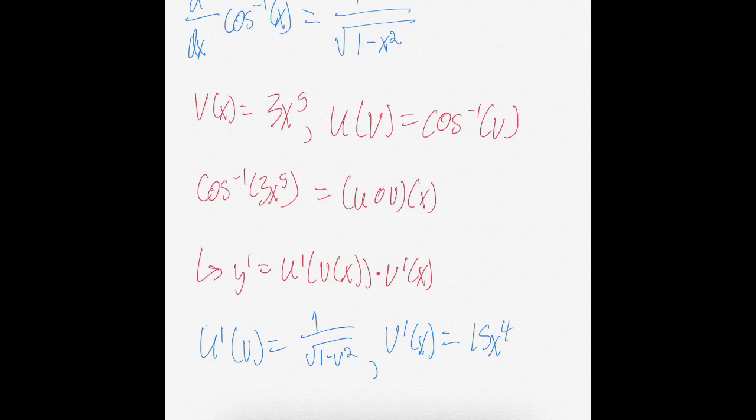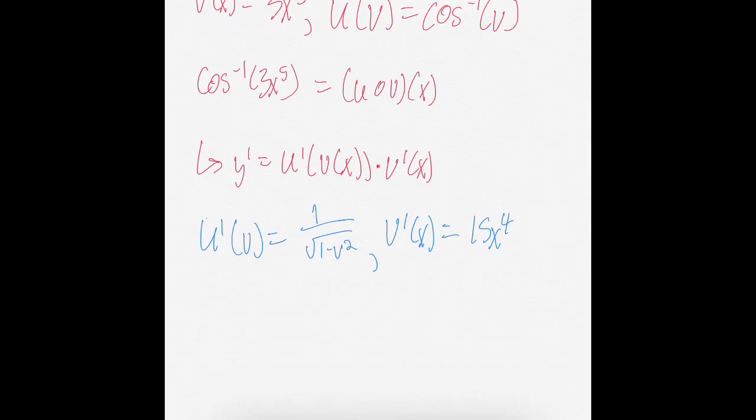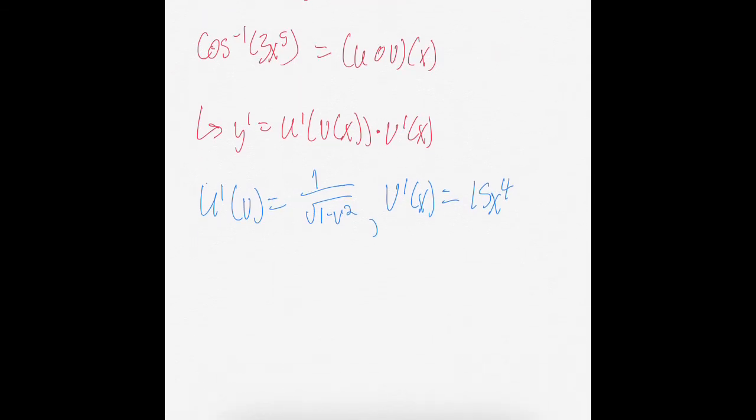And then v prime of x, well, v of x is 3x to the 5th, so by power rule that looks like it's going to be 15x to the 4th. We're going to bring that 5 down and lower the exponent by 1.